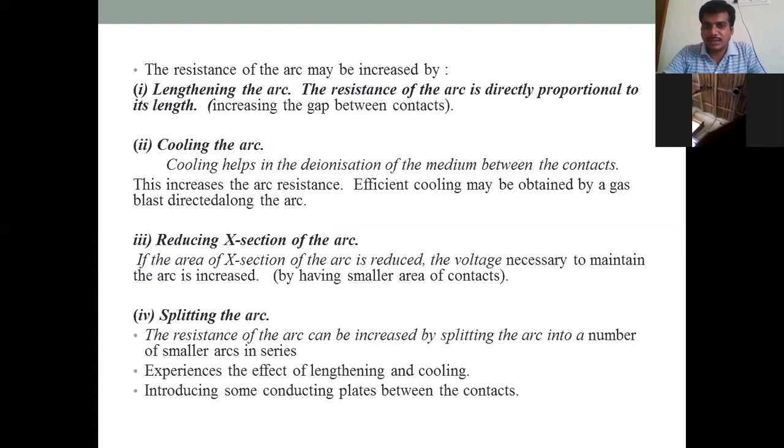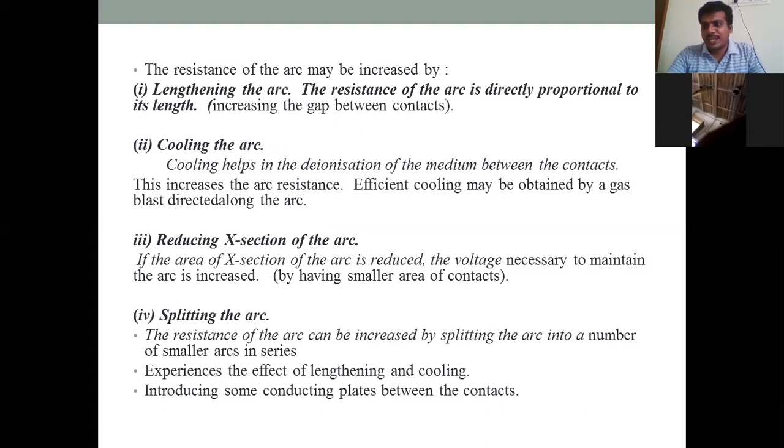Okay. So what are the techniques which can be employed for increasing the resistance of the arc? First one is lengthening of the arc. The resistance of an arc is directly proportional to its length. So if you increase the length, the arc resistance will be more. It means increasing the gap between the circuit breaker contacts. Okay. Next is cooling the arc.